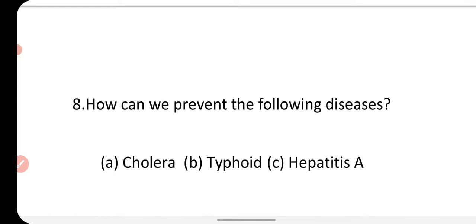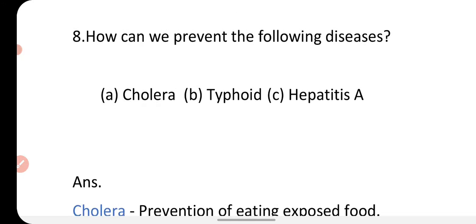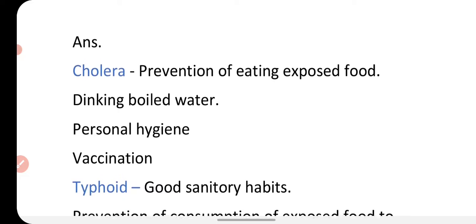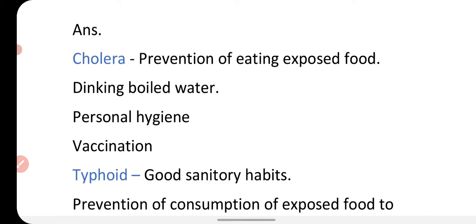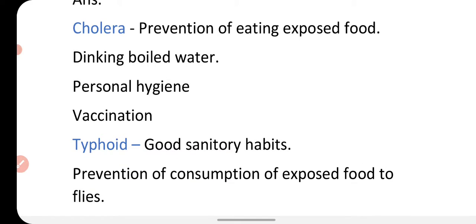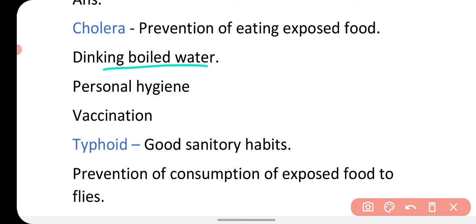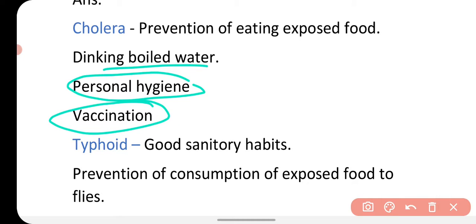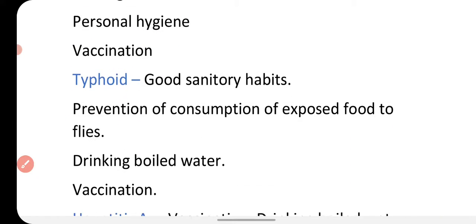Now, how can we prevent the following diseases? Cholera, typhoid, hepatitis A. What preventive measures can we use to escape from these diseases? So, cholera. If you want to prevent yourself from cholera, then you should avoid eating exposed food. You should drink boiled water, maintain personal hygiene, and vaccination is another method to prevent this disease.